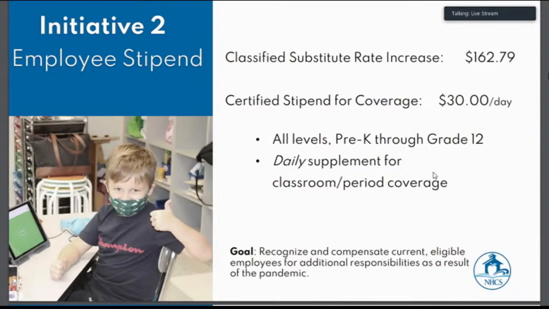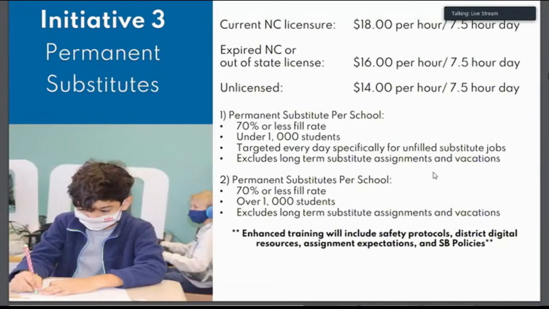The third idea, and this is the newest one I want to share with you, is to institute permanent substitutes at specifically eligible schools. So what we did is I took the fill rate for all schools for the month of September and tracked that any school that had a fill rate of 70% or lower would be eligible for a full-time permanent sub to come into their building.